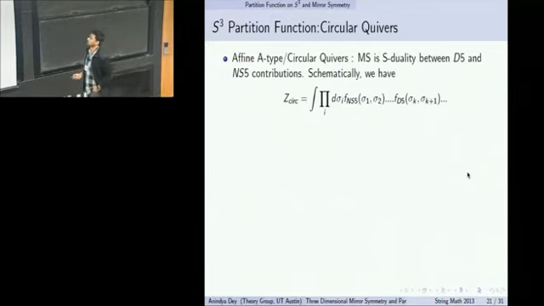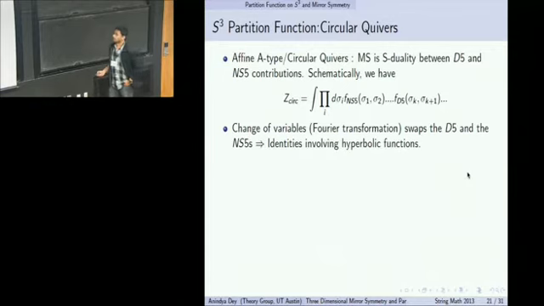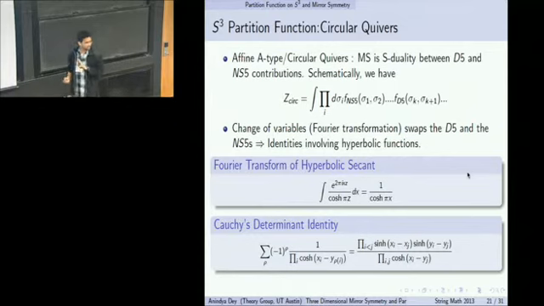So let's recall what Kapustin and collaborators did with the affine A-type or the circular quivers. So basically, what you can do is that you can write the partition function, the matrix integral for the partition function of these quivers, as a product of these NS5 and D5 contributions. Okay. Now, then a certain change of variables basically swaps D5 and NS5, and using certain identities of hyperbolic functions, you can show that the two theories are equivalent. Now, there were two identities which played a crucial role in doing that. One is the fact that the Fourier transform of a hyperbolic sec is a hyperbolic sec, and the second one was this Cauchy determinant identity.